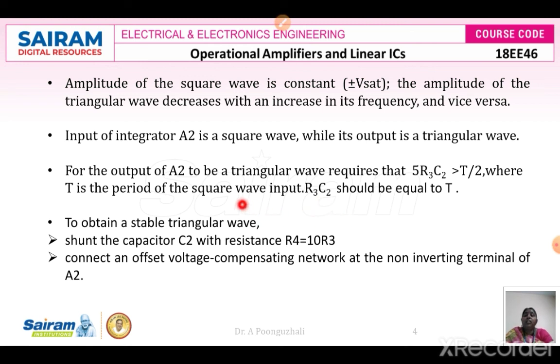So now to obtain a stable triangular wave, that is, the output should not be disturbed, what I should do is shunt the capacitance C2 with resistance R4, where the resistance value R4 should be 10 times R3. So next is the compensating resistor ROM. We have to connect an offset voltage compensating network at the non-inverting terminal of your A2, that is your integrator block.